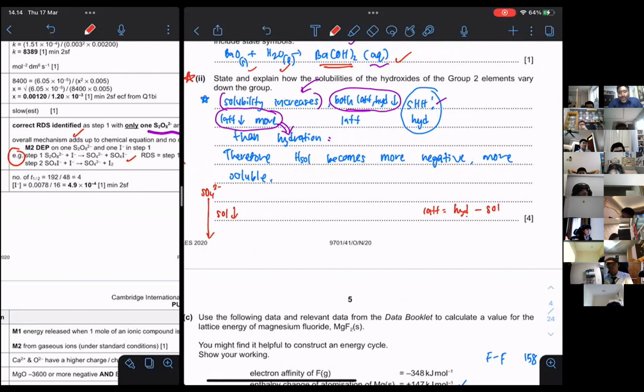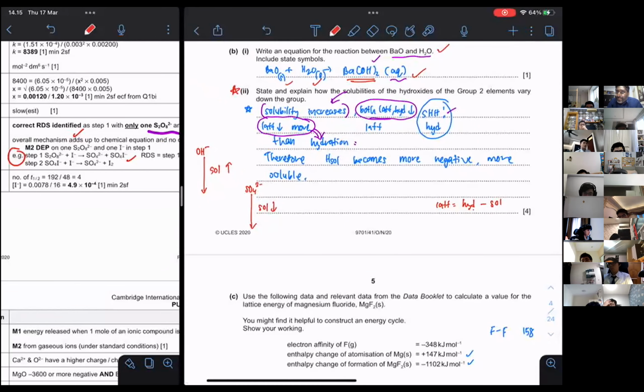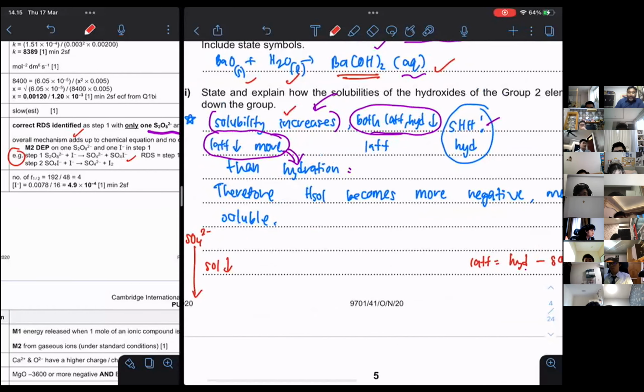When you go down the group, of course, the radius is increasing. For both hydration and lattice energy, when the radius is increasing, your charge density is decreasing. It means that the values of hydration and lattice energy will both decrease. So therefore, you see, solubility increases. You mentioned that both lattice and hydration decrease.